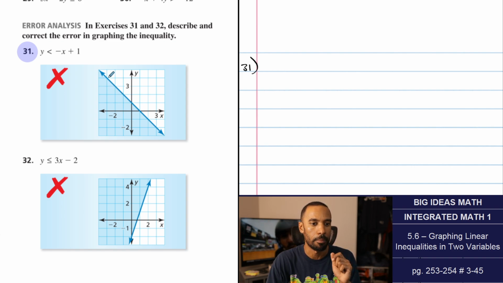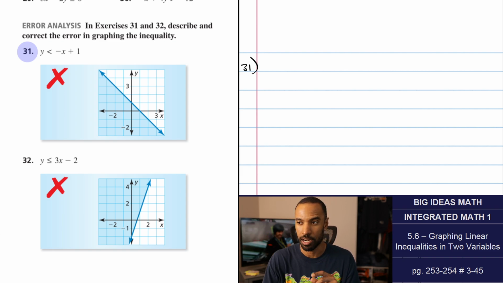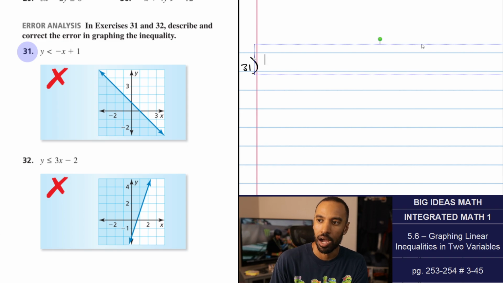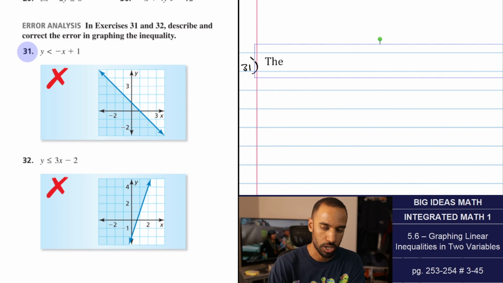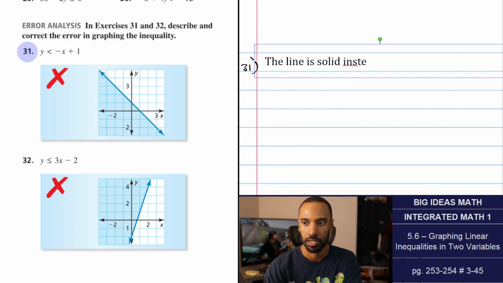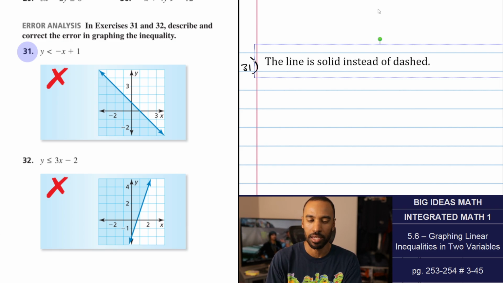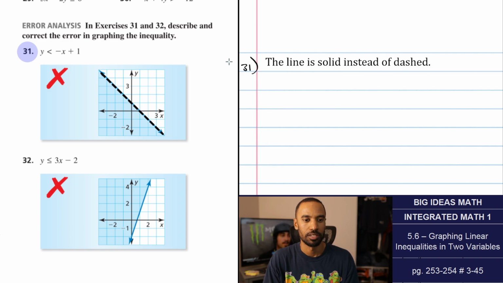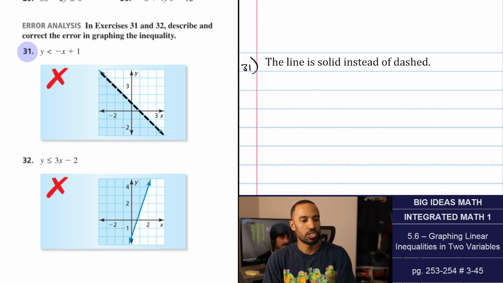That's good. The problem is this line is solid instead of dashed. So the line is solid instead of dashed. That's all I'm going to say. I'm not going to actually correct it. I mean, I'm not going to do an entire new thing. I can go ahead and just draw one on there if you'd like me to. But the line is solid instead of dashed, right? That's the actual issue. So, boom. All fixed. We're good.